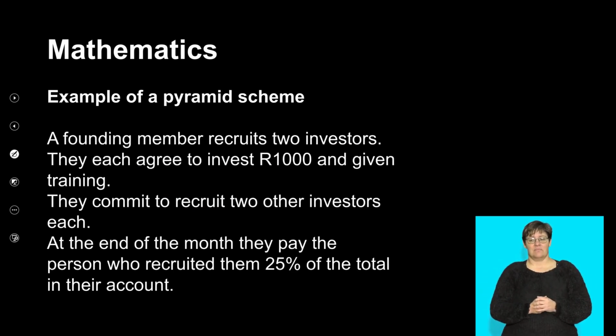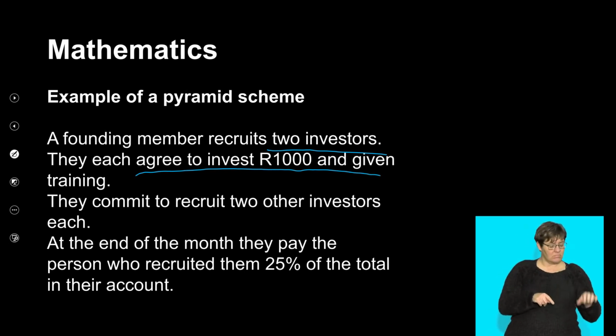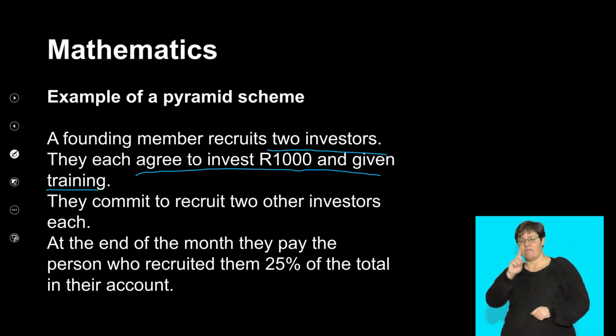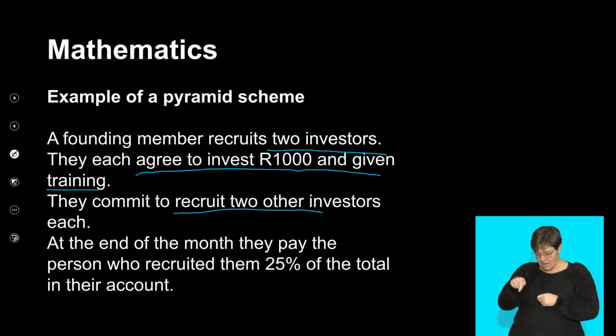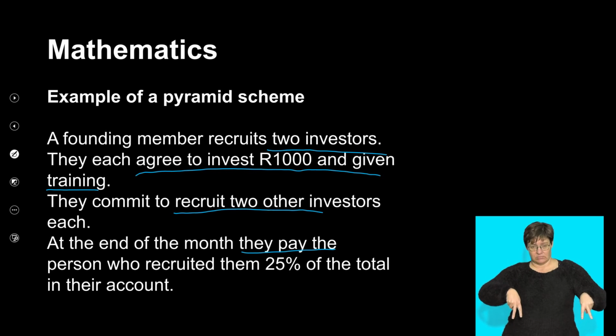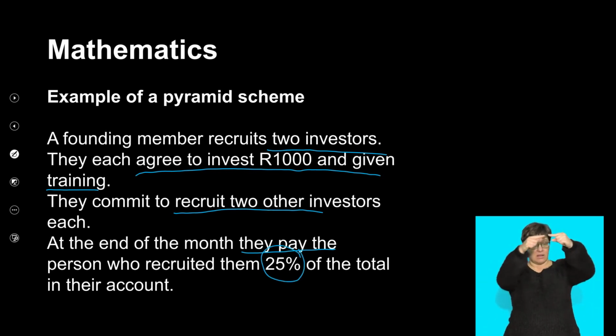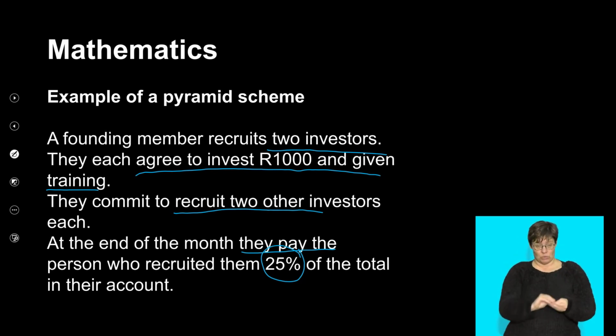Now, an example of a pyramid scheme is there's a founding member who decides to recruit 2 investors. They each agree to invest 1,000 and to be given training. Now, they commit to recruit 2 other investors. That's where the trick is. And then at the end of the month, they need to pay the person who recruited them 25% of the total amount in their account.